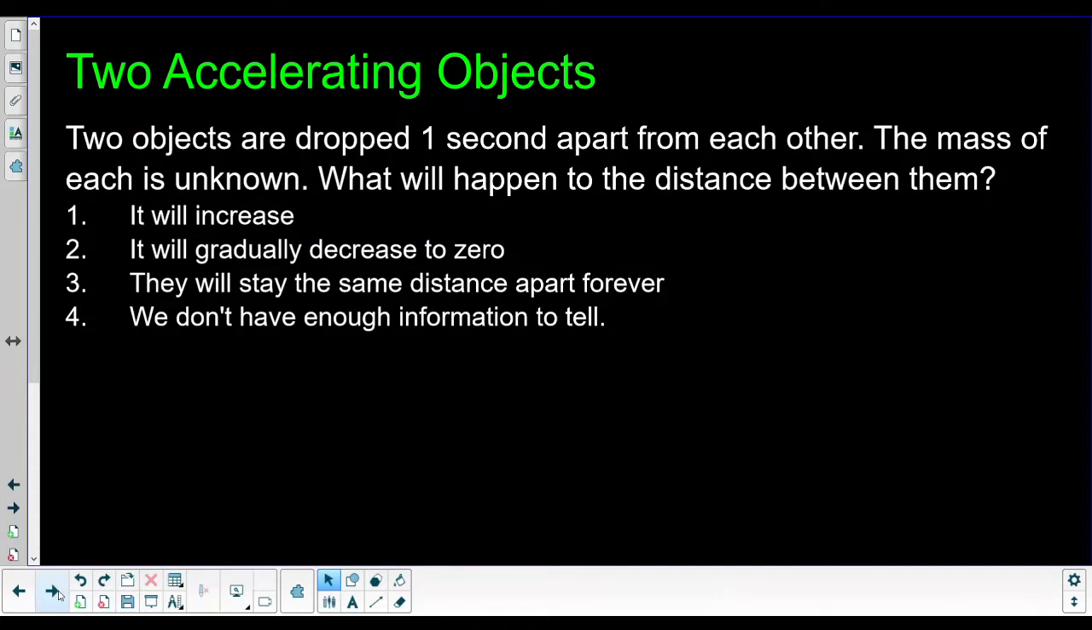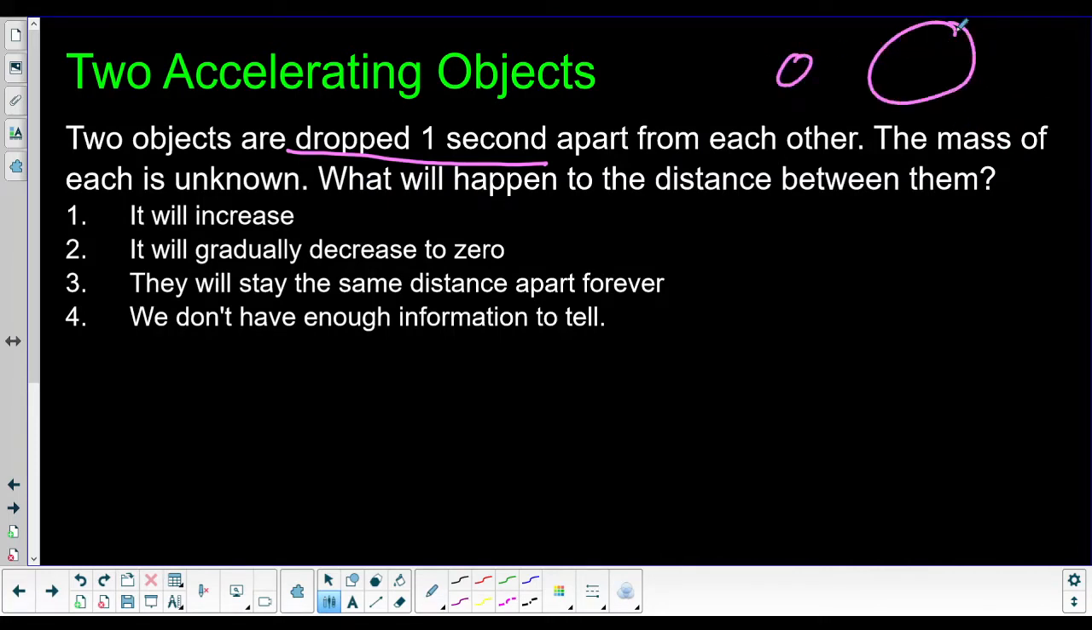Okay. So here we are talking about two accelerating objects. Two objects are dropped 1 second apart from each other. The mass of each is unknown. So we could have like a small mass and a big mass, or we could have like two big masses, or we could have a big old nose and then like a frowny face because physics is cool. But either way, it doesn't matter. What will happen to the distance between them?